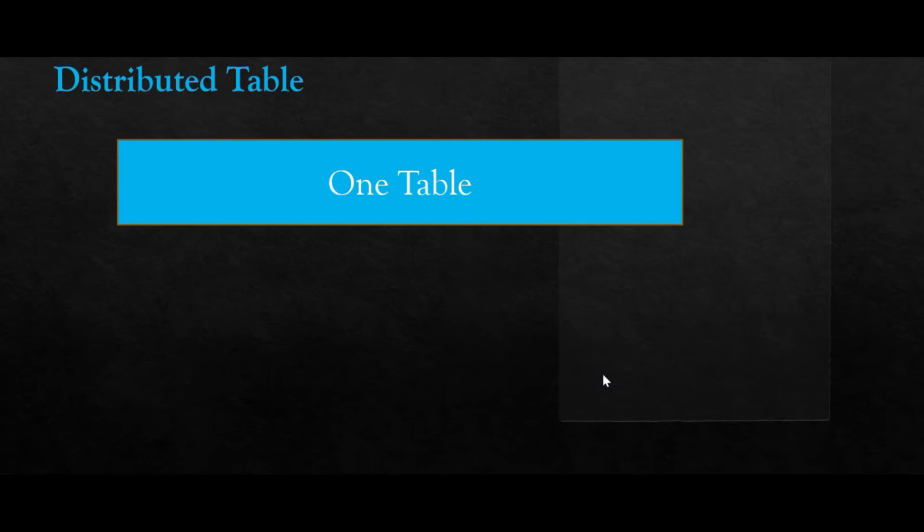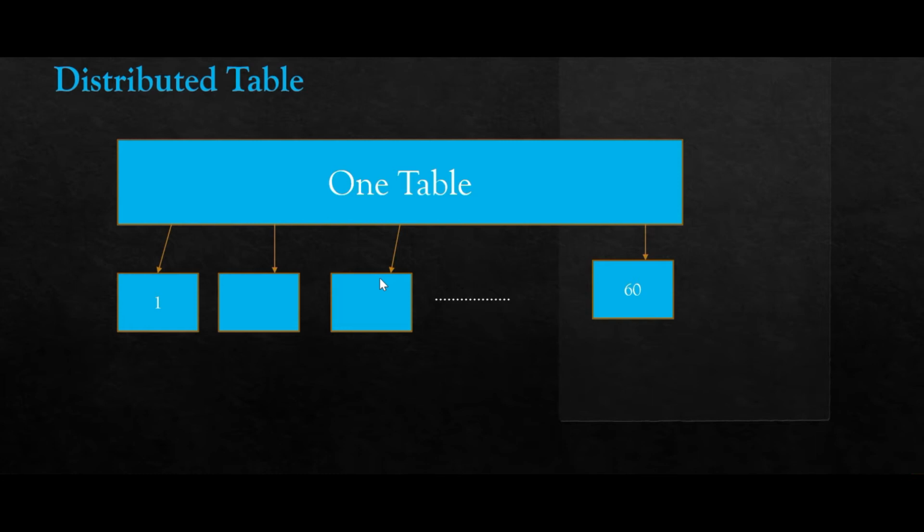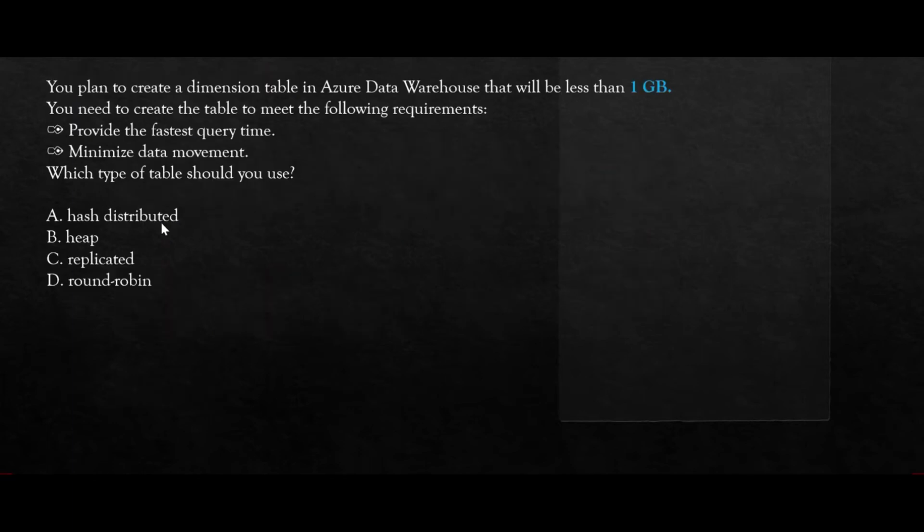Now it is important to understand the concept of distributed table. So in case of distributed table, you actually see one table, but one table is actually stored in different distributions. They have 60 distributions, up to 60 distributions, and these are in different nodes. And these distributions can be hash distributed, round robin, or replicated. So hash distributed is useful if you have a large fact table and you are trying to query the large fact table.